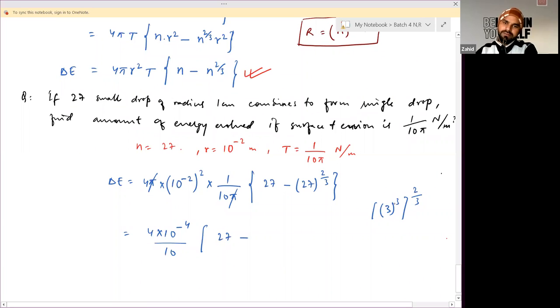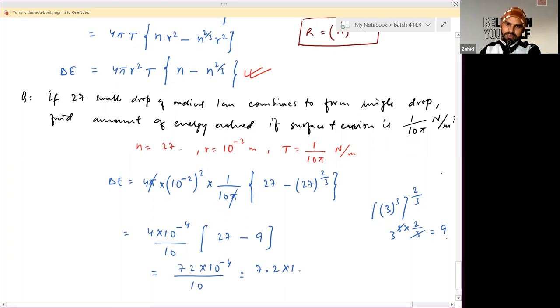So it is nothing but power raised to power. So it will be 3 into 2 to the power 3. So this 3 and this 3 will cancel out. So 3 raised to 2, it will be just 9. So 27 minus 9, it will be 18 multiplied by 4. So it will be 72 into 10 to the power minus 4 divided by 10. So it will be 7.2 into 10 to the power minus 4 joule.